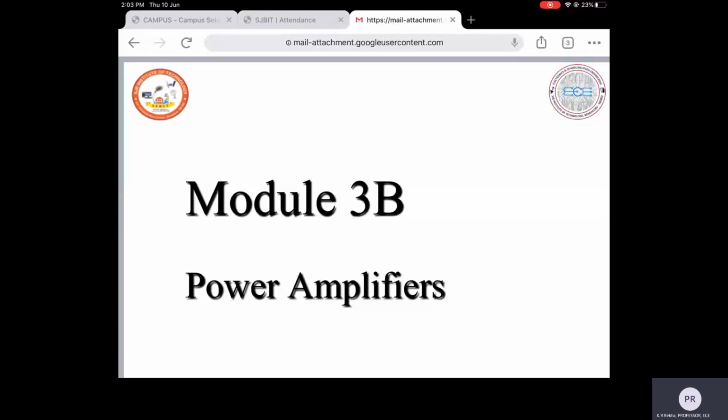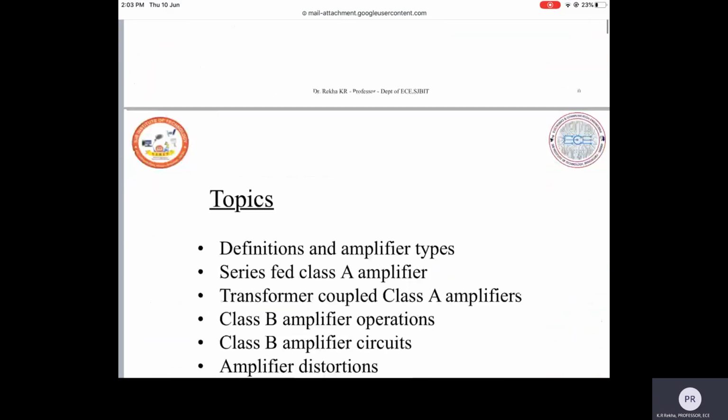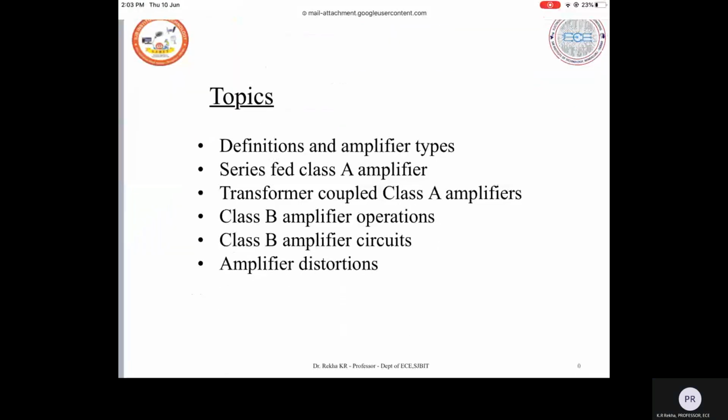So today we will discuss power amplifiers, which will be module 3 in analog circuits. You all know that you have studied small signal amplifiers in the previous class. Regarding amplifiers that withstand high power, we'll go from the small signal amplifier.